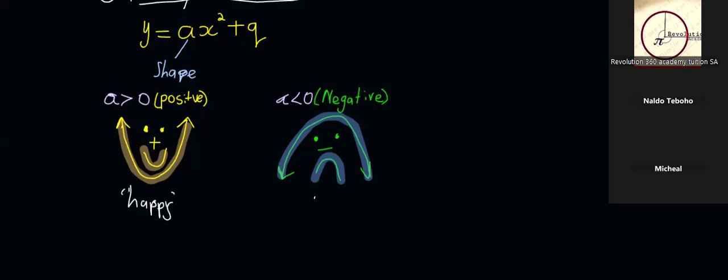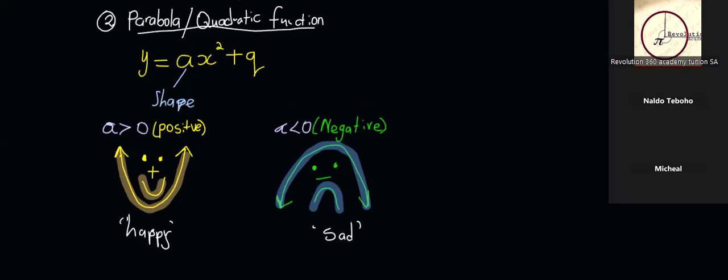With regards to the value of A, there's no way you can get an instance where A is 0. It's always going to be greater than 0, which is positive, or any positive number, or A is less than 0. Anything less than 0 is negative. Negative simply means it's a sad face. So those are two instances that you need to know with regards to parabolas.